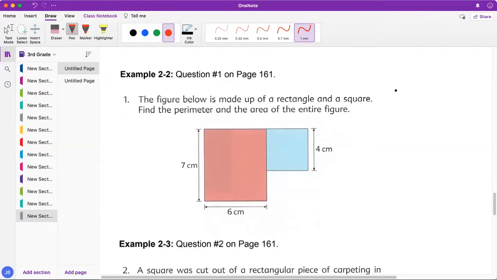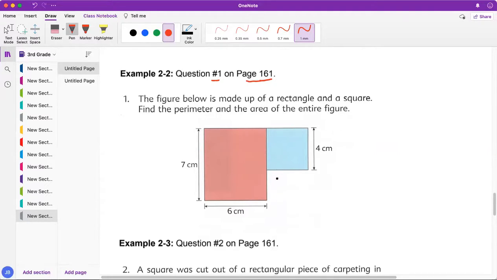All right. So let's keep on going. Thank you. That one was really good. So now we're looking at question one, and this is going to be on page 161 of our book. This says the figure below is made up of a rectangle and a square. Find the perimeter and the area of the whole figure. So just like we did before, we're going to just cut it down the middle.